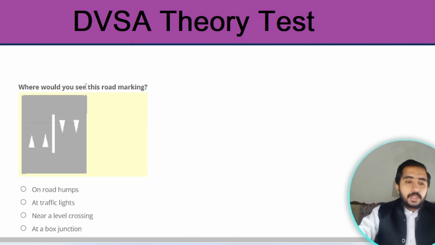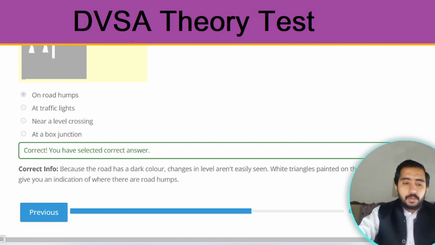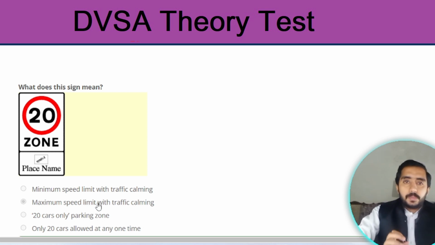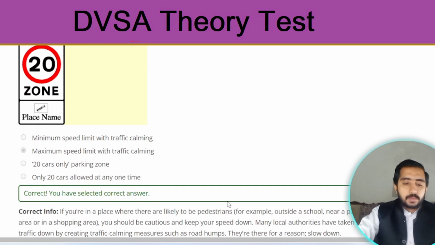Our next question is, where would you use this road marking? The road marking is used on road humps, option A. Next one. This one is represented by maximum speed limit with traffic calming. Option B is the correct option. Next one.